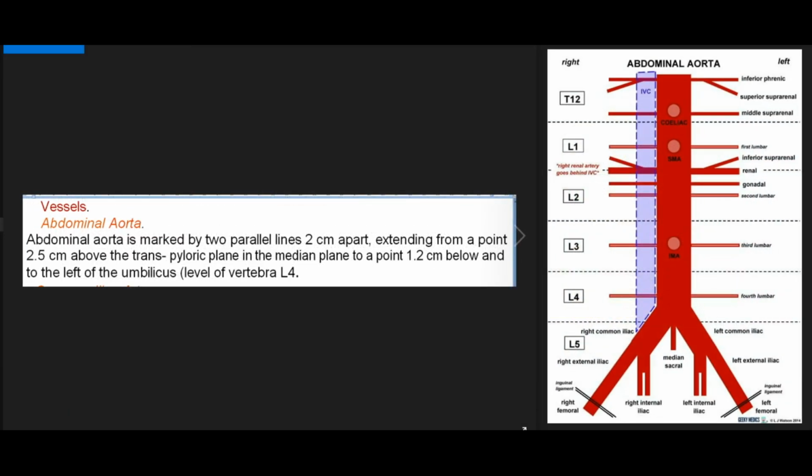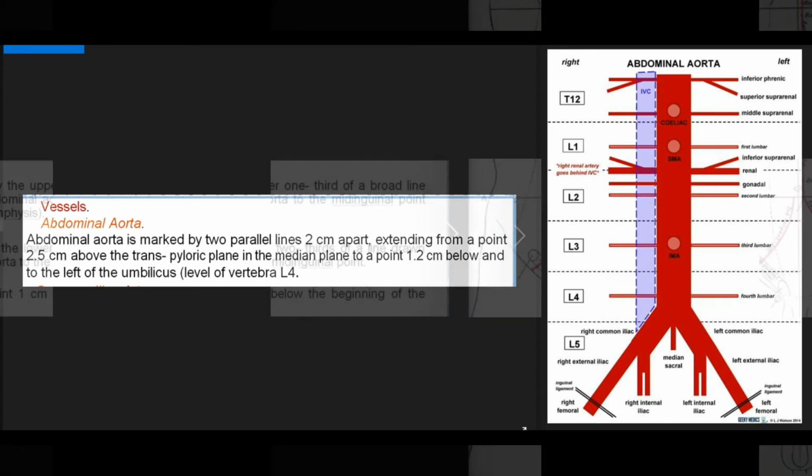Vessels. Abdominal aorta. The abdominal aorta is marked by two parallel lines 2 cm apart, extending from a point 2.5 cm above the transpyloric plane in the median plane to a point 1.2 cm below and to the left of the umbilicus, level of vertebra L4.